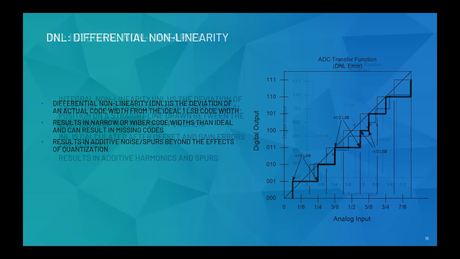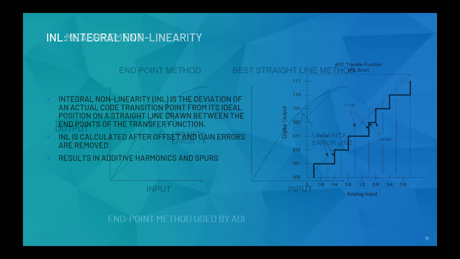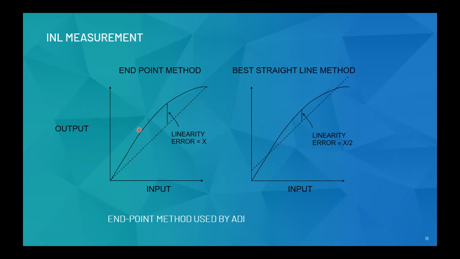So the next one is integrated nonlinearity, which is essentially the deviation of the actual code transition point from its ideal position on a straight line drawn between the endpoints of the transfer function. The best way is to look at this diagram over here. Let's plot your input and your output together, and draw a line joining the endpoints. Then we look at how much your deviation is with regards to my ideal ramp up. That is the INL, or the linearity error, that we see.